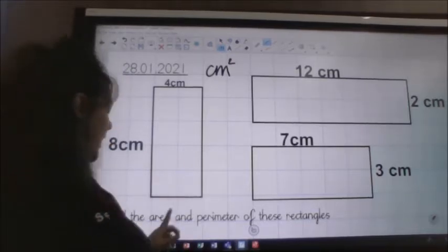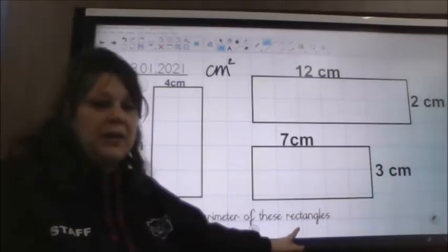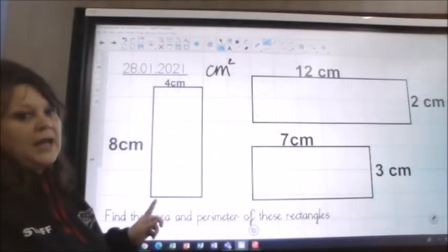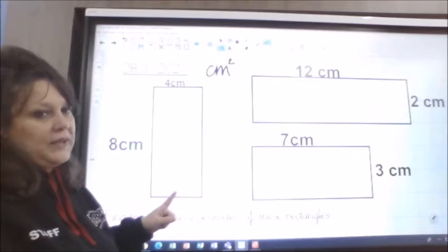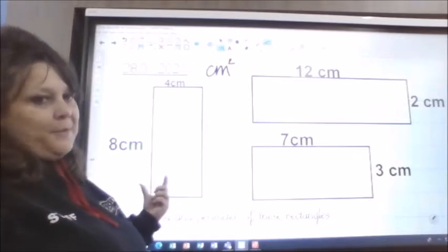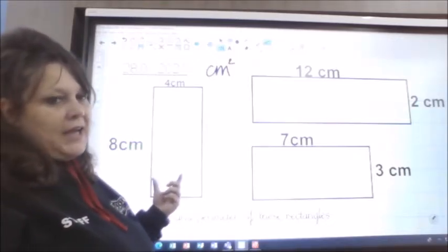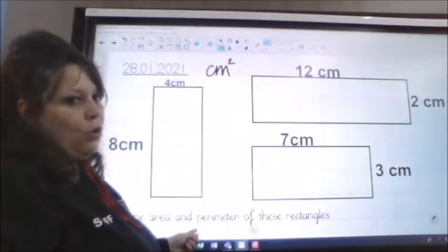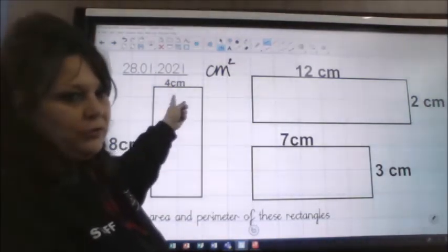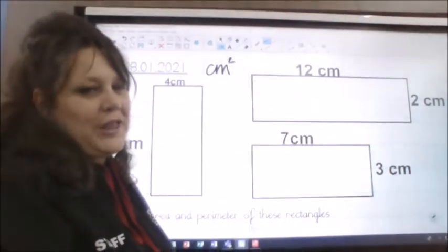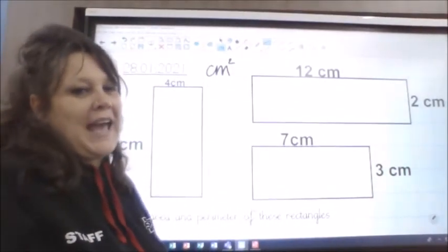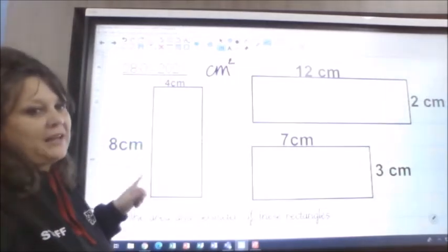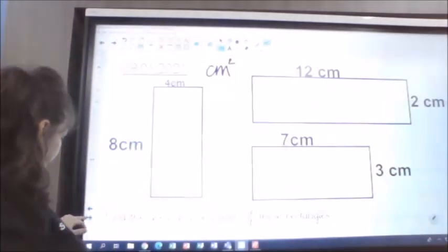So centimetres squared for area, centimetres for perimeter, okay. You've got to work out the area and the perimeter of those rectangles. Now think back to what we did, how did we calculate them? Area, length times width, perimeter all the way round. So good luck with your starter today. You don't need to draw the rectangles, just give me the answer in your purple books.